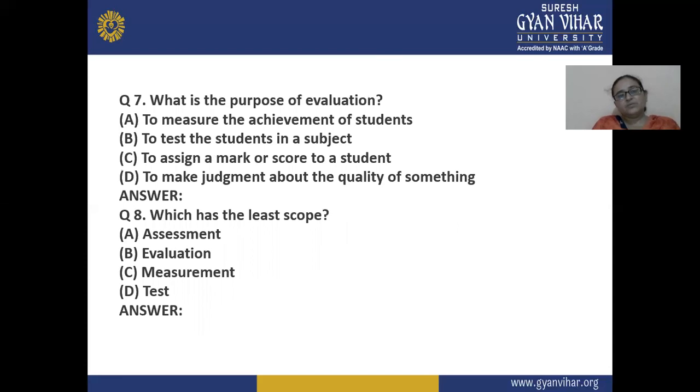Number 7: what is the purpose of evaluation? To measure the achievement of students, to test the student in a subject, to make judgment about the quality of something. Number 8: which has the least scope? Assessment, evaluation, measurement, and test. Choose the appropriate answer from the four options.